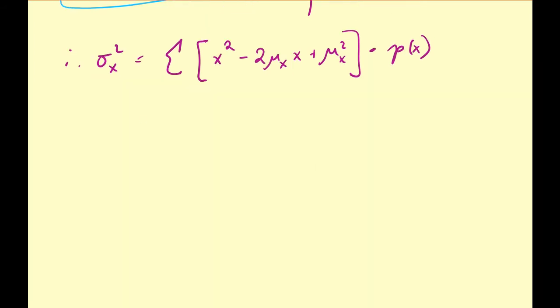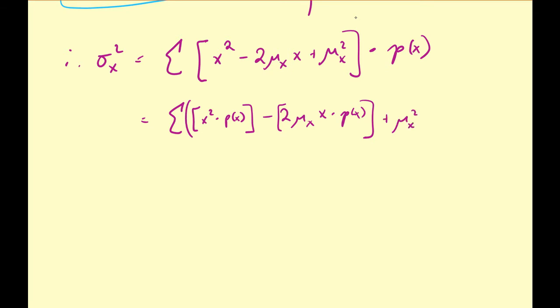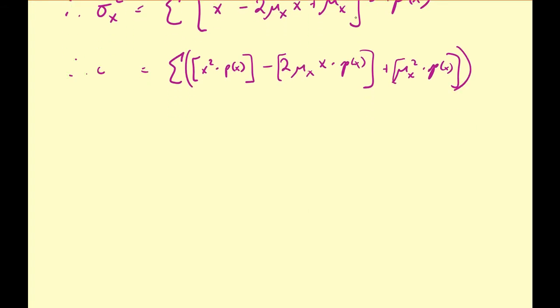Then this is going to be equal to the summation. I'm going to distribute the probability in. So this is going to be equal to the sum of x squared times p of x, and then we have minus 2 mu x x times p of x, and then we have plus mu x squared times p of x as our three terms. And now let us distribute the summation across addition. So this is going to be equal to the sum of x squared p of x.